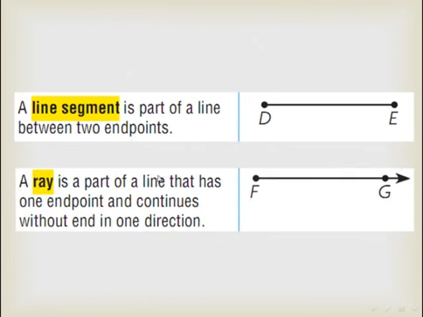Let's remember that again. A ray. As you see here, ray FG is a part of a line that has one endpoint F, and continues without end in one direction, after G.